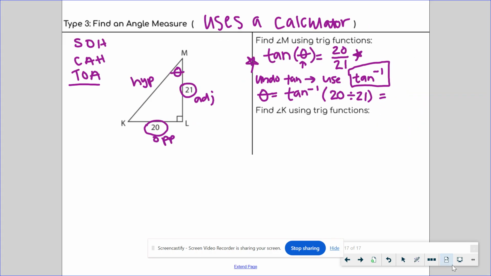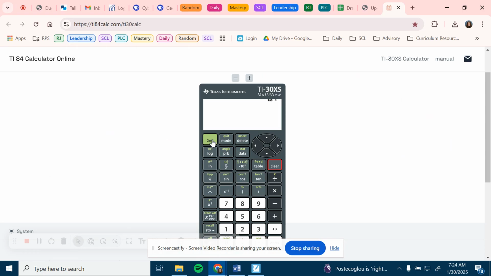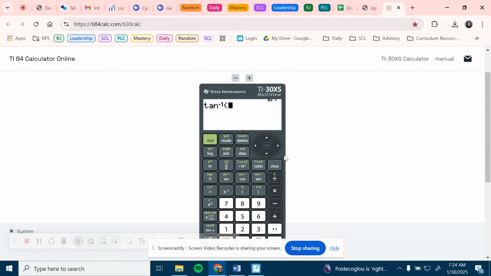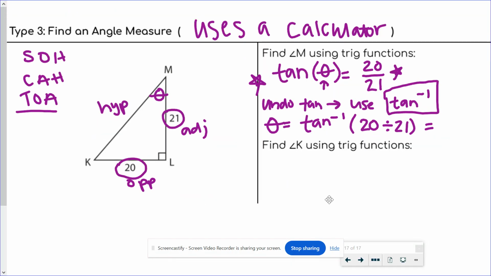On your calculator, what you want to look for is you're going to click the second button, and then you're going to click tangent, and that will get you your inverse tangent, and then you type in your numbers, 20 divided by 21. My calculator is not letting me type in numbers, but just know you go, again, second tangent. If you want the inverse sine, second sine, second cosine, to get those inverse operations.